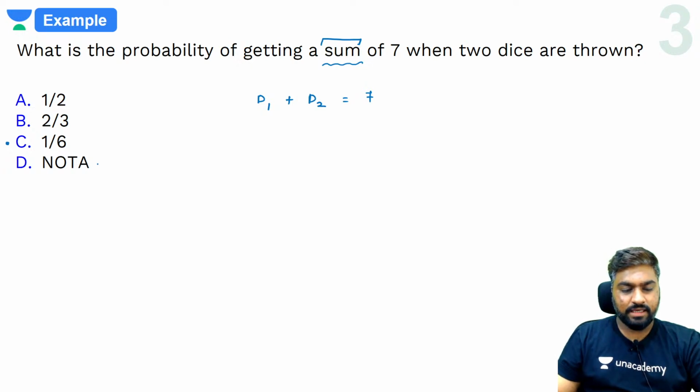Basant says none of these. Meher says 1 by 6. Prince, Varun, Sana, Gaurav, Rohit, everybody says 1 by 6. Basant says none of the above. Okay, let's quickly check this.